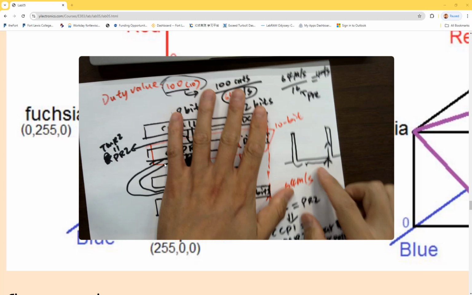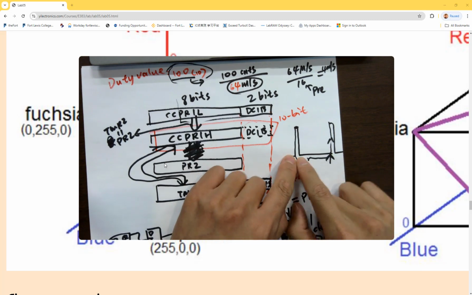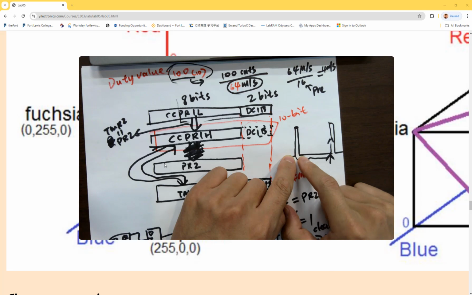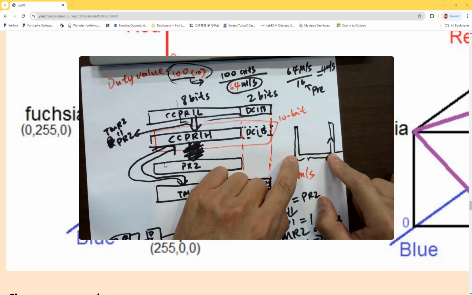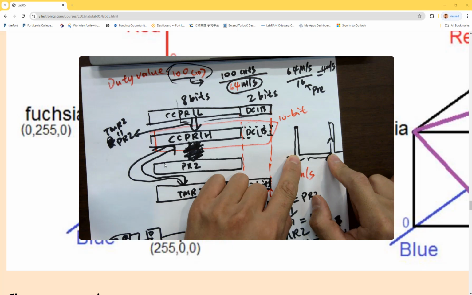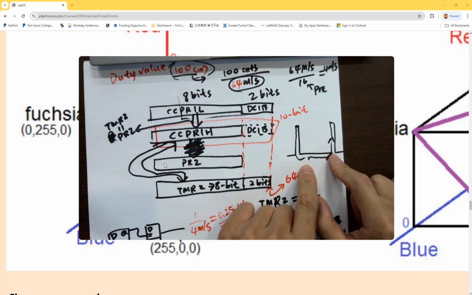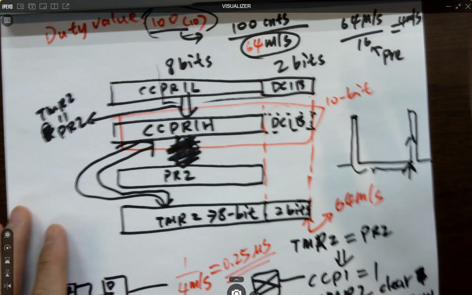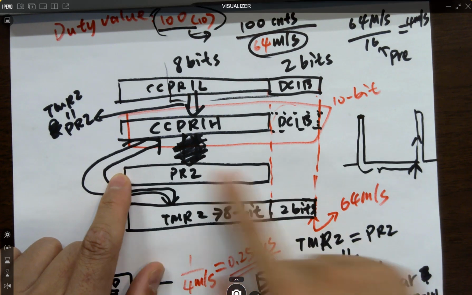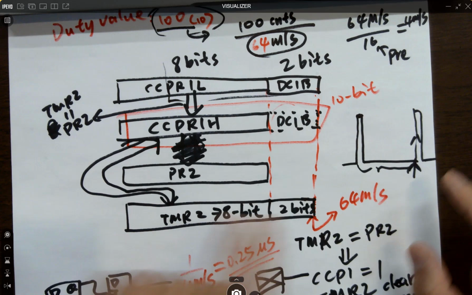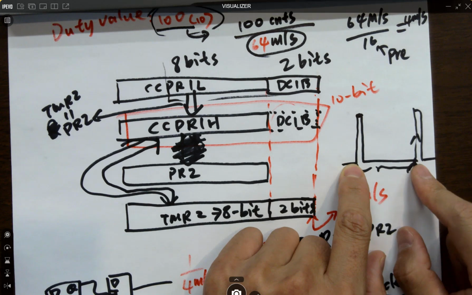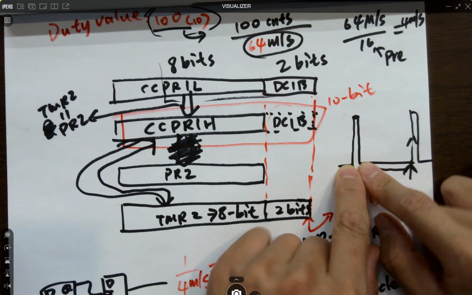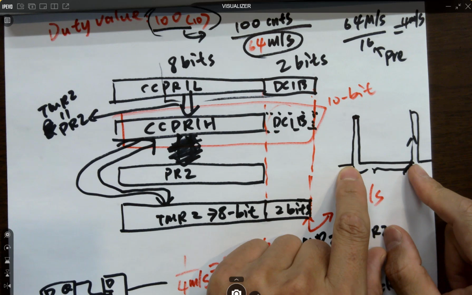Previously we had a question, right? For this one, you have 10 bits, and PR2 is 8 bits. How does that work? Is your duty value longer than your period? Remember last Friday we talked about PR2 being only 8 bits, 255 counts. It's defining the period, which is usually longer than the duty cycle. However, you don't have 8 bits here, you have 10 bits here. Is that true? No.